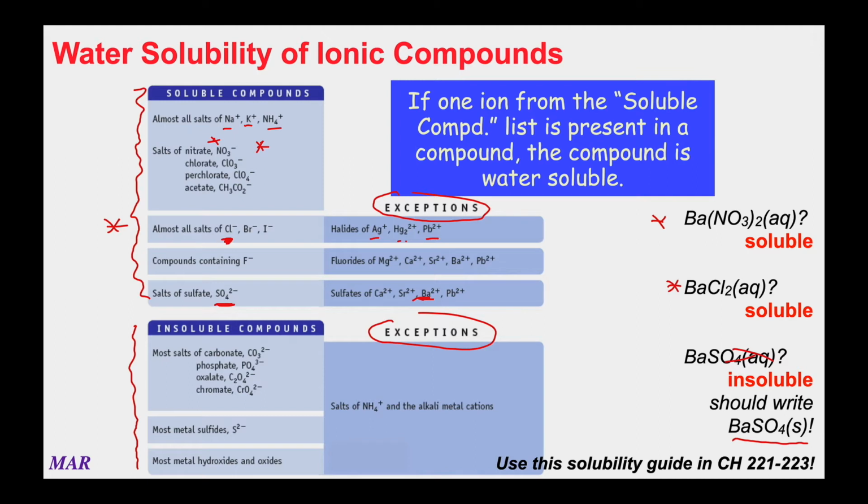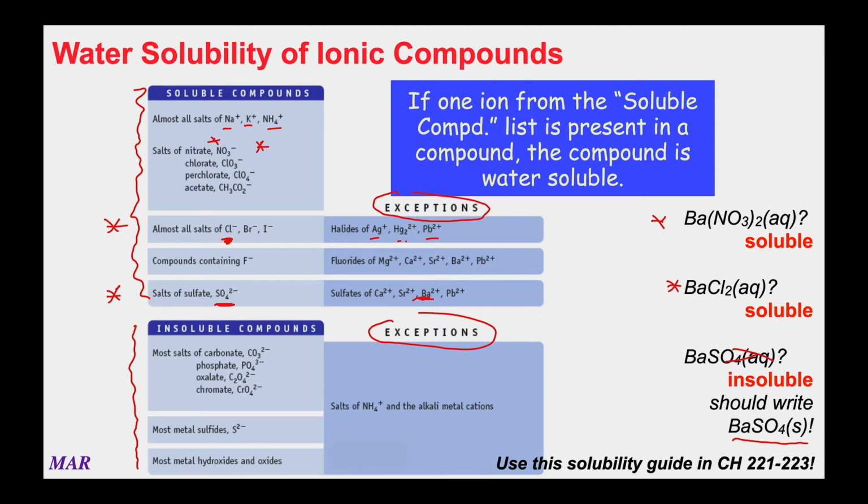Chloride, bromide, and iodides are usually AQ unless they're silver, mercury, and lead, like we talked about. And most sulfates are aqueous, but barium sulfate is one we're going to run into a lot. So barium sulfate is insoluble. You'd write an S next to it.